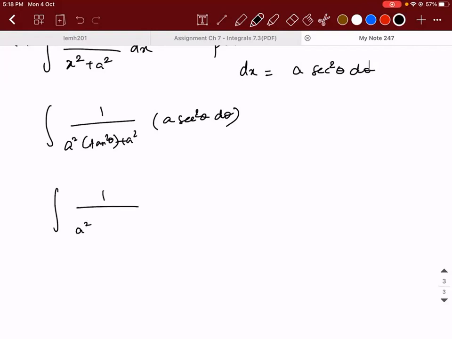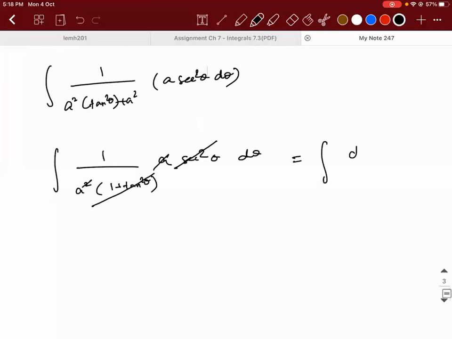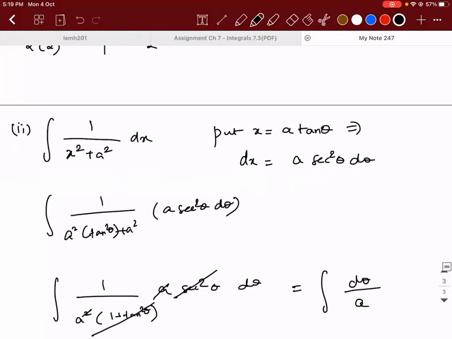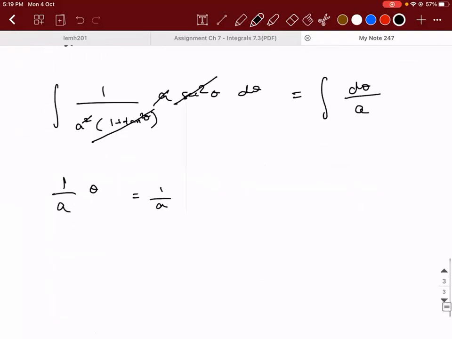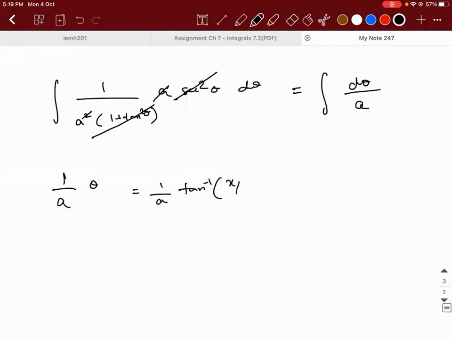Integral of 1 by a square into 1 plus tan square theta into a secant square theta d theta. But 1 plus tan square theta is the same as secant square theta, and it will get cancelled. This will give us integral of d theta divided by a. So 1 by a into theta is the answer. If x is equal to a tan theta, tan theta will be equal to x by a, theta will be equal to tan inverse of x divided by a. That's it.